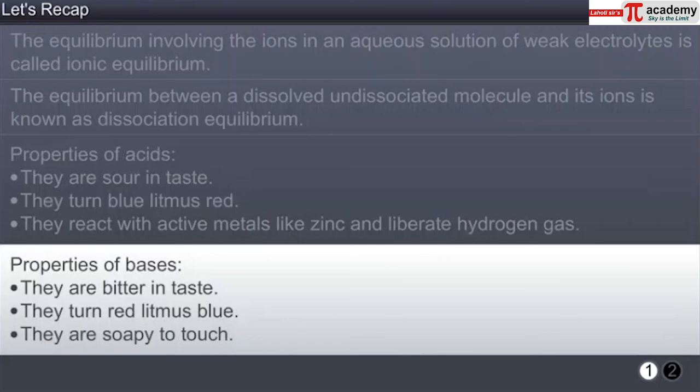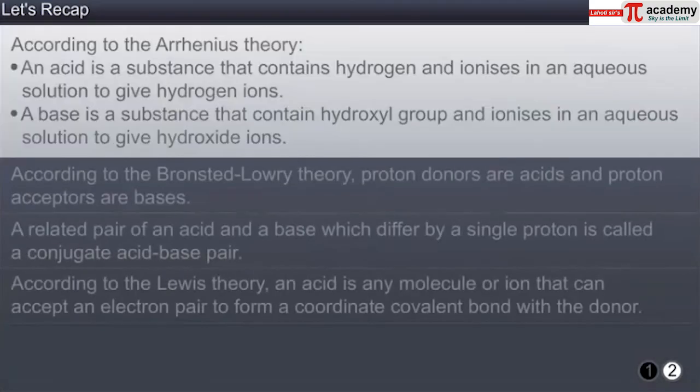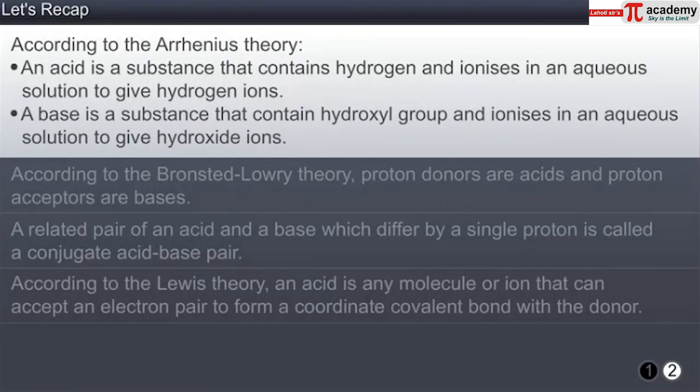Properties of bases: they are bitter in taste, they turn red litmus blue, they are soapy to touch. According to the Arrhenius theory, an acid is a substance that contains hydrogen and ionizes in an aqueous solution to give hydrogen ions. A base is a substance that contains hydroxyl group and ionizes in an aqueous solution to give hydroxide ions.